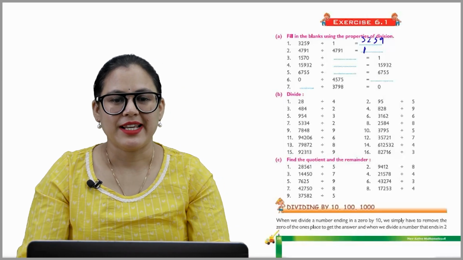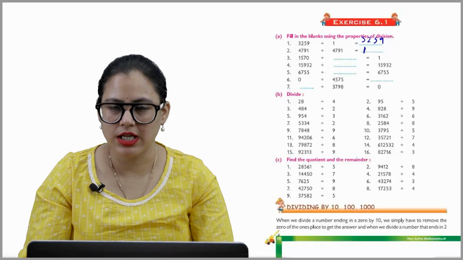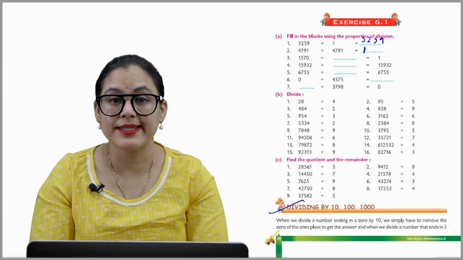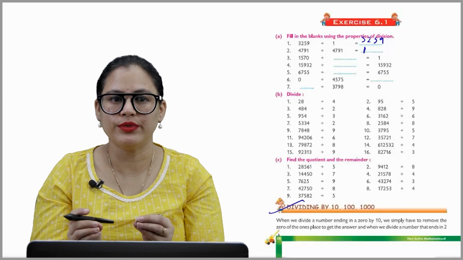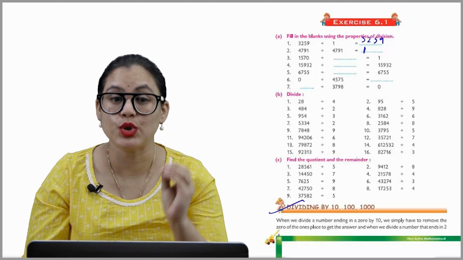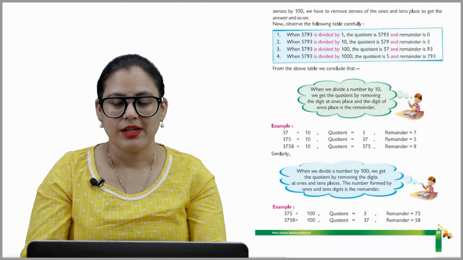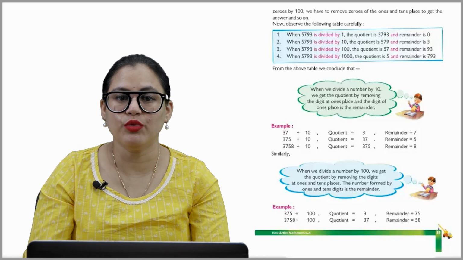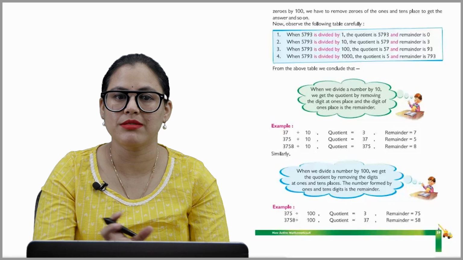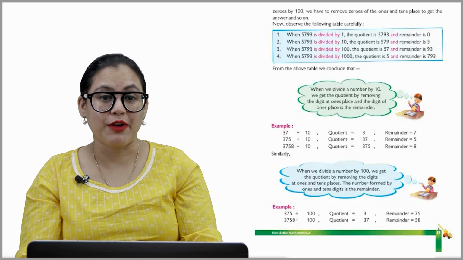Okay. Next, dividing by 10, 100 and 1000. When we divide a number ending in a 0 by 10, we simply have to remove the 0 of the ones place to get the answer. And when we divide a number that ends in 2 zeros by 100, we have to remove zeros of the ones and tens place to get the answer, and so on. Now observe the following table carefully.